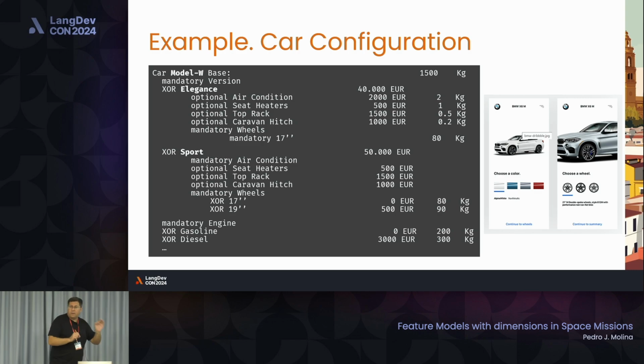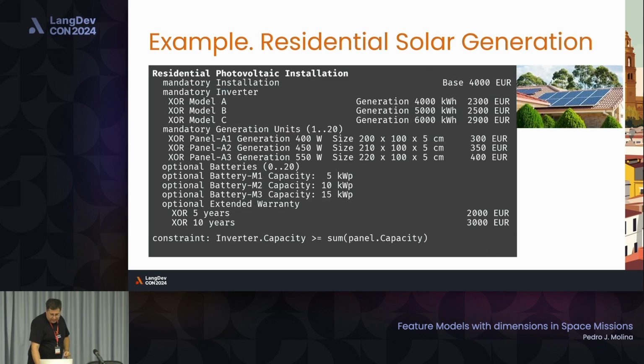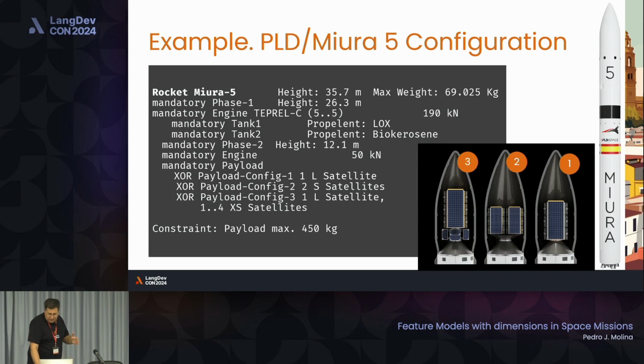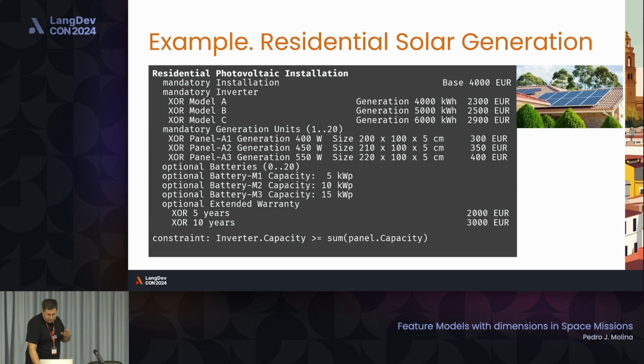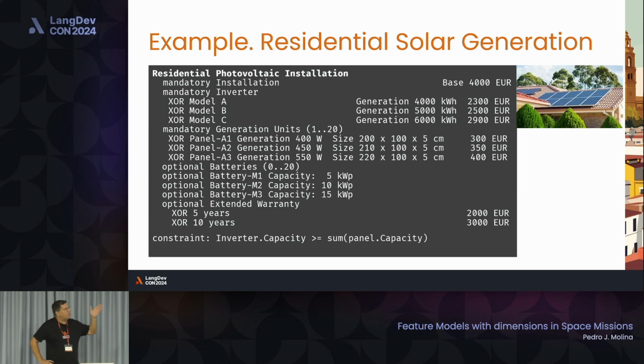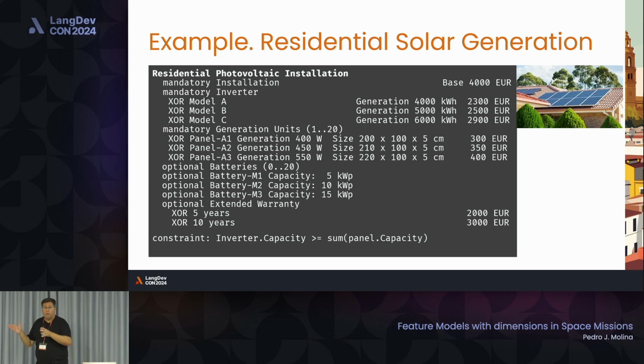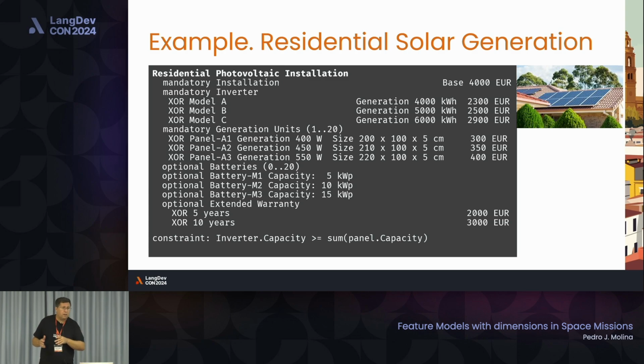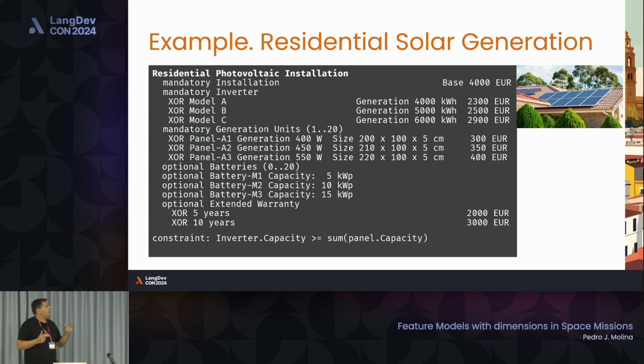I want this car with red color, right? And this happens in many industries. Just quite briefly, this is for residential solar panels. Depending on the size of your roof, you will put more or fewer panels, one inverter with more or less capacity, and you will put some optional batteries.